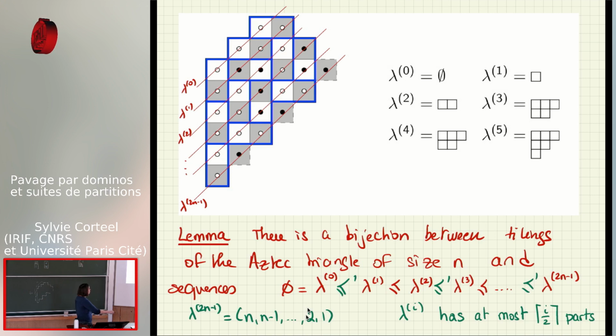But now I have a more difficult condition: at step i, the number of parts of my partition is bounded. Namely, lambda i has at most the ceiling of i over 2 parts. This is something which is not implied by the other conditions.